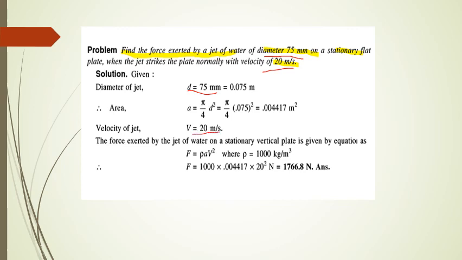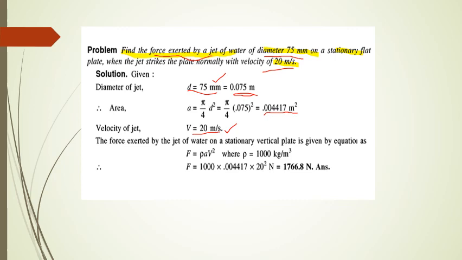Here, diameter is represented in mm and velocity is represented in meters, so we have to convert diameter or velocity into the same units. Now I am converting diameter 75 mm into meters, that is 0.075 meters. Therefore, area equals pi by 4 d square. Substituting the d value, we get the area A equal to 0.004417 meter square. What we have to find here? The force exerted by the jet on a stationary vertical plate.